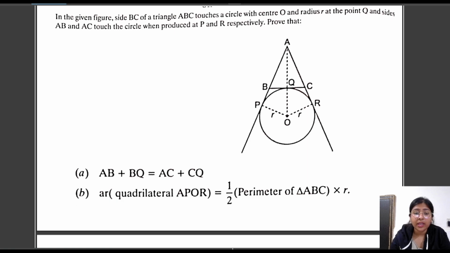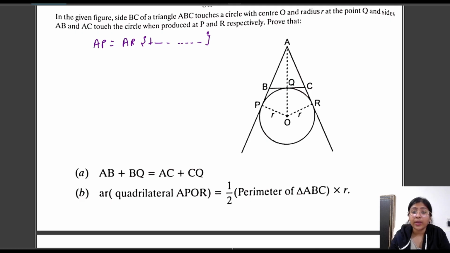Okay, AB plus BQ. So we will write AB plus BQ. We can write this AB as AB only. BQ can be written as BP. Yes or no? Yes. So for that, first we will write AP is equal to AR. The length of the tangents drawn from an external point are equal.